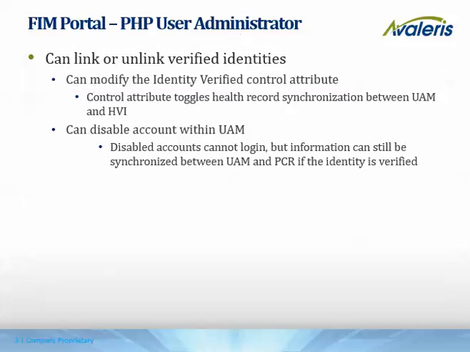So the first administrative role we're looking at is what we call the PHP user administrator. This administrator essentially serves two main functions. One is the ability to link and unlink verified identities. The second function is that this administrator can go in and disable an account within UAM. When an account is disabled within UAM, the user will be prevented from logging in.